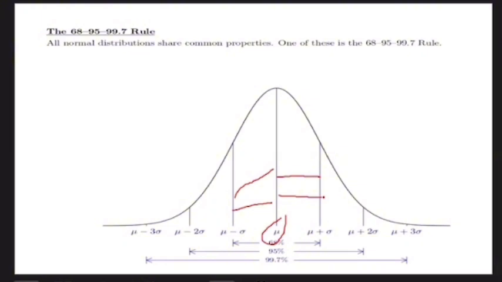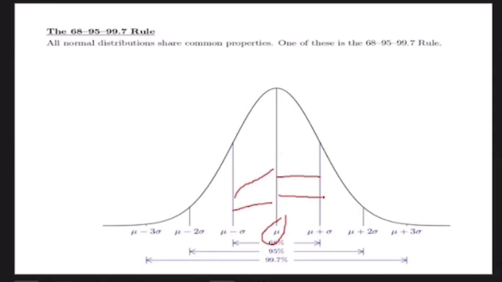Now, the total area can be interpreted as within one standard deviation of the center, which could be below the center or above the center. And the percentage of data occupying that area will be 68%, but provided the data set follows a normal distribution. If the data set does not follow a normal distribution, 68% of the observations will not fall within that area.